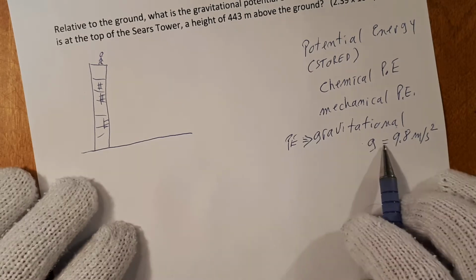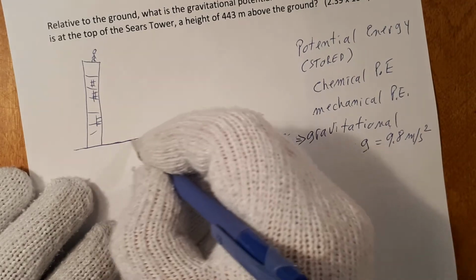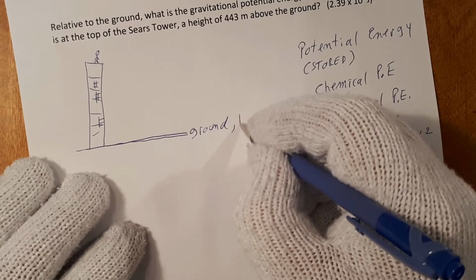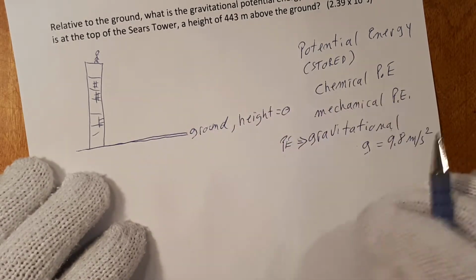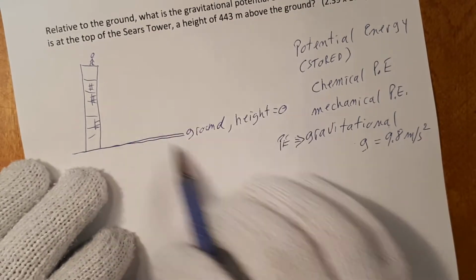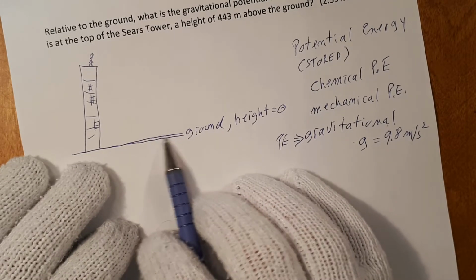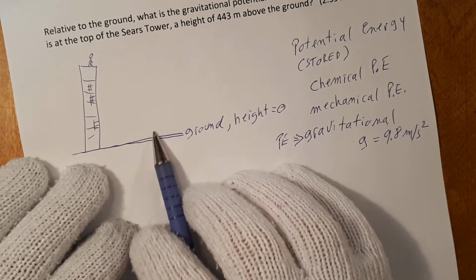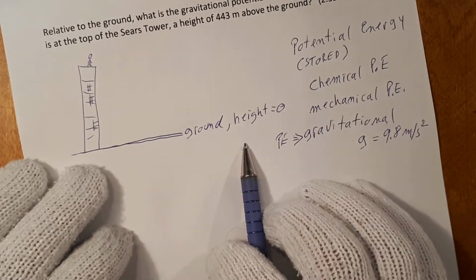In order to use this, we need a reference point. And the reference point is typically the ground. Here's the ground, and we're going to call the ground height equals 0 at this level here. And the higher you go up, the greater the gravitational potential energy becomes. Here at this point, your gravitational potential energy is 0. You're not going to be able to fall down. But the higher you go, you have the potential to fall down. As a result, you are gaining potential energy.